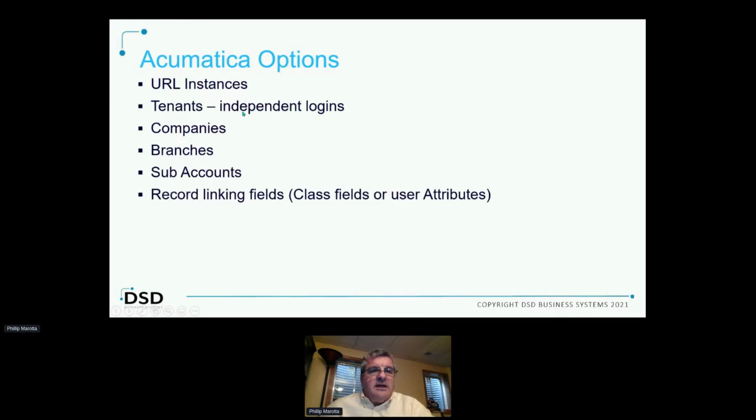Then inside your tenant, you get into companies, and each company can be broken down into branches. But also you have the ability of using sub-accounts, or if you want, you can just use standard linking fields like the class ID or the customer class or item class or any other user attribute. So these are your typical options of how you can manage your line of business.